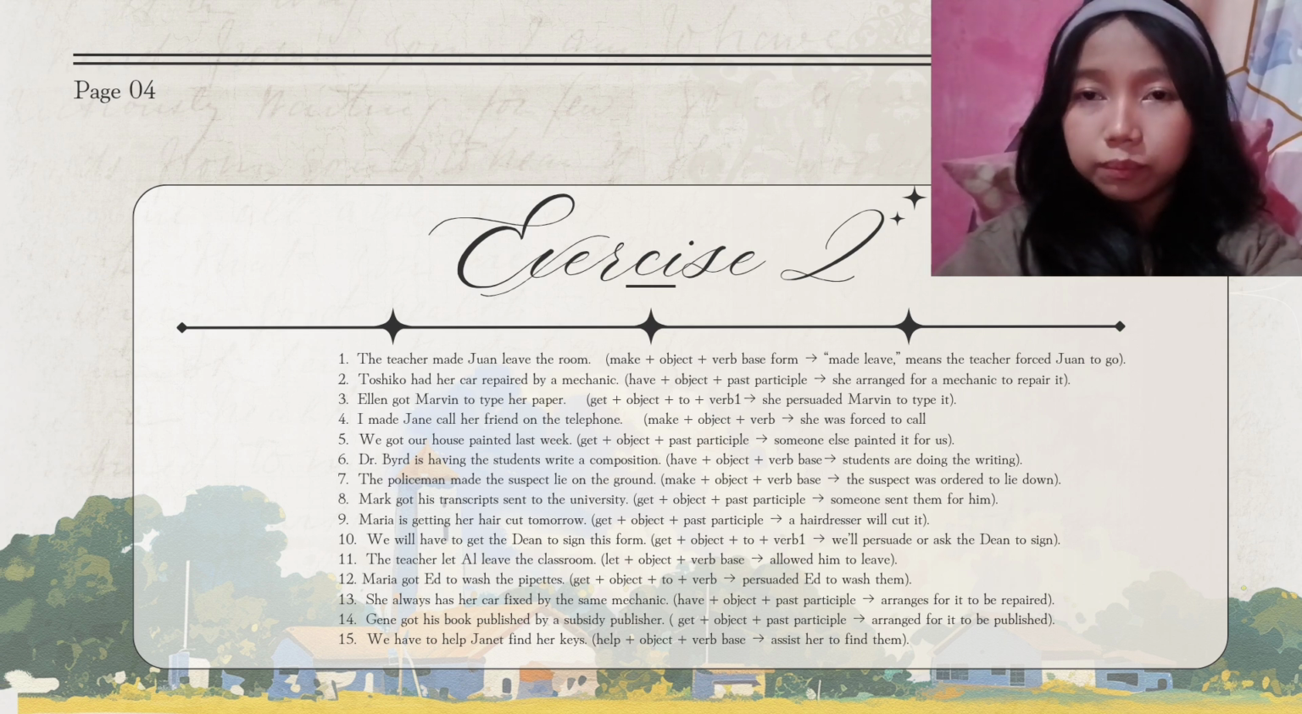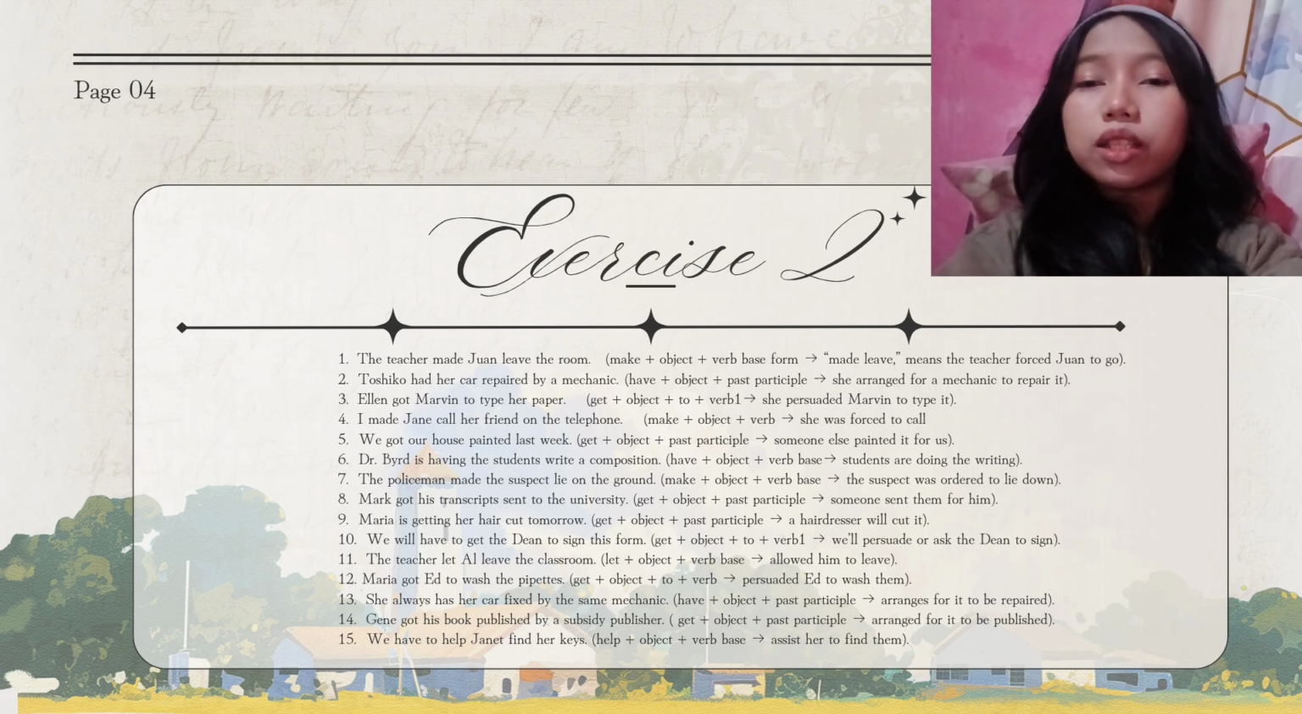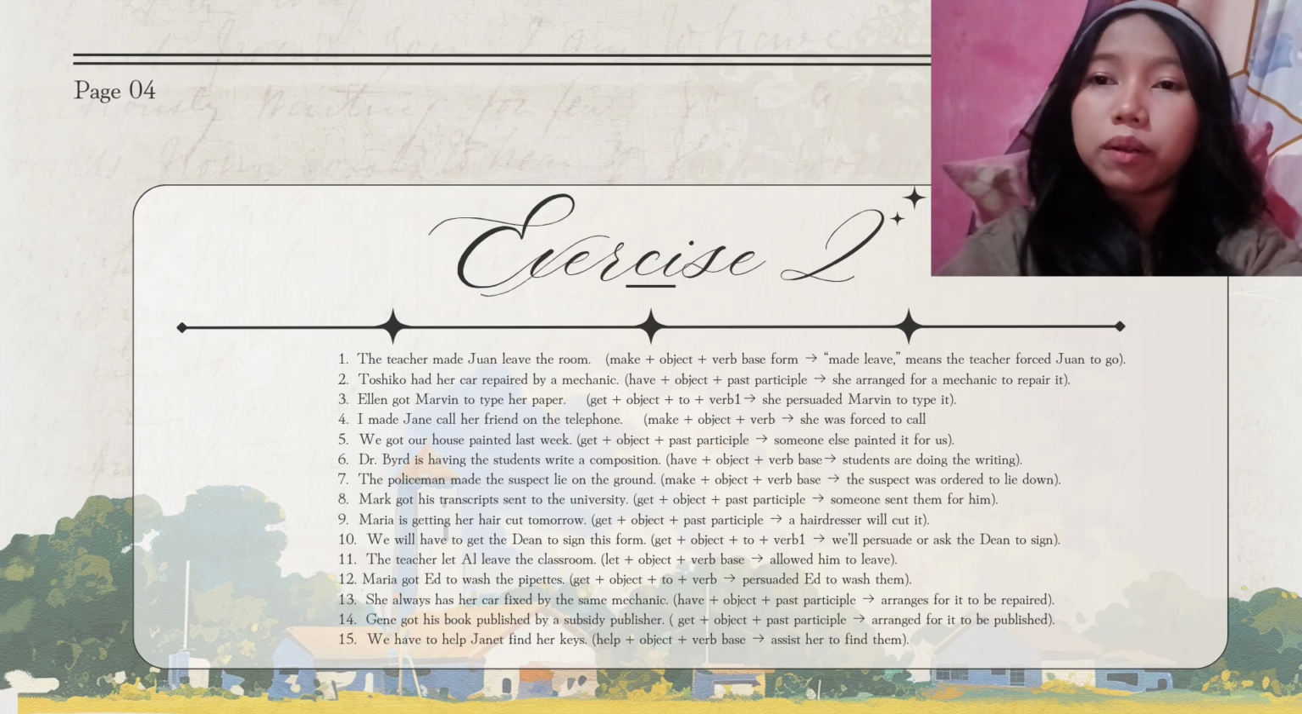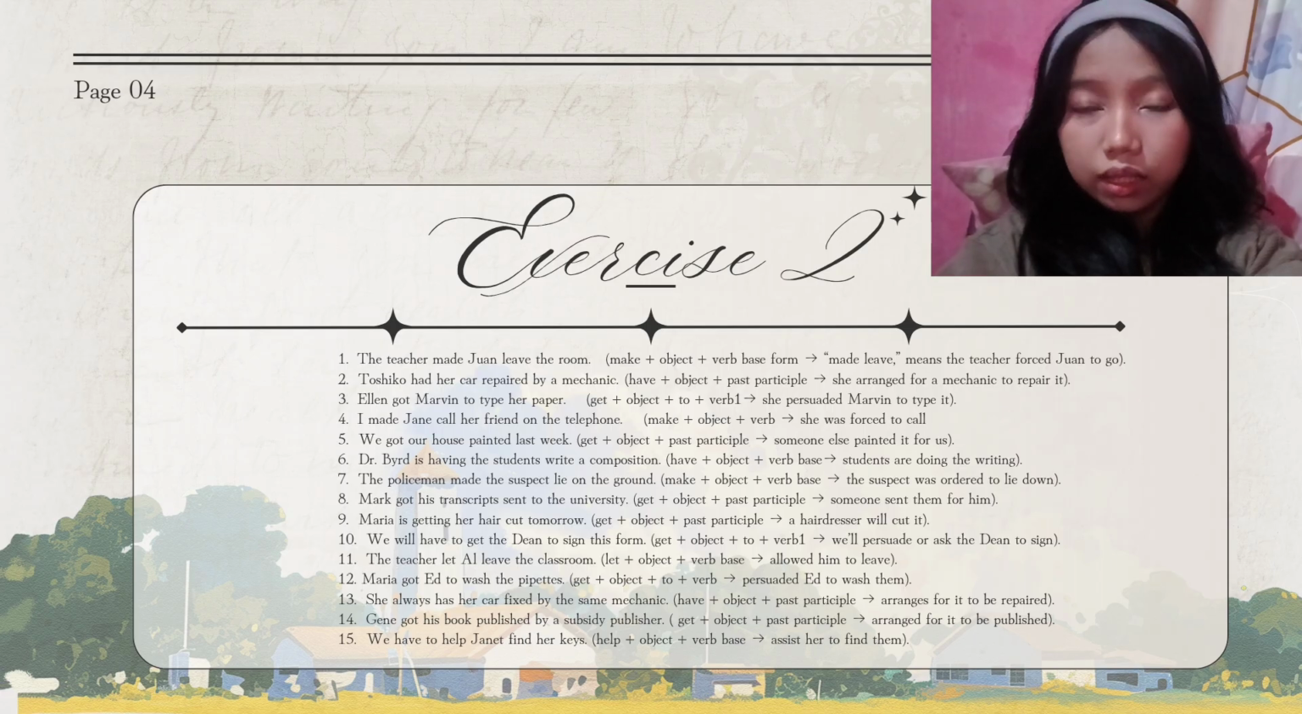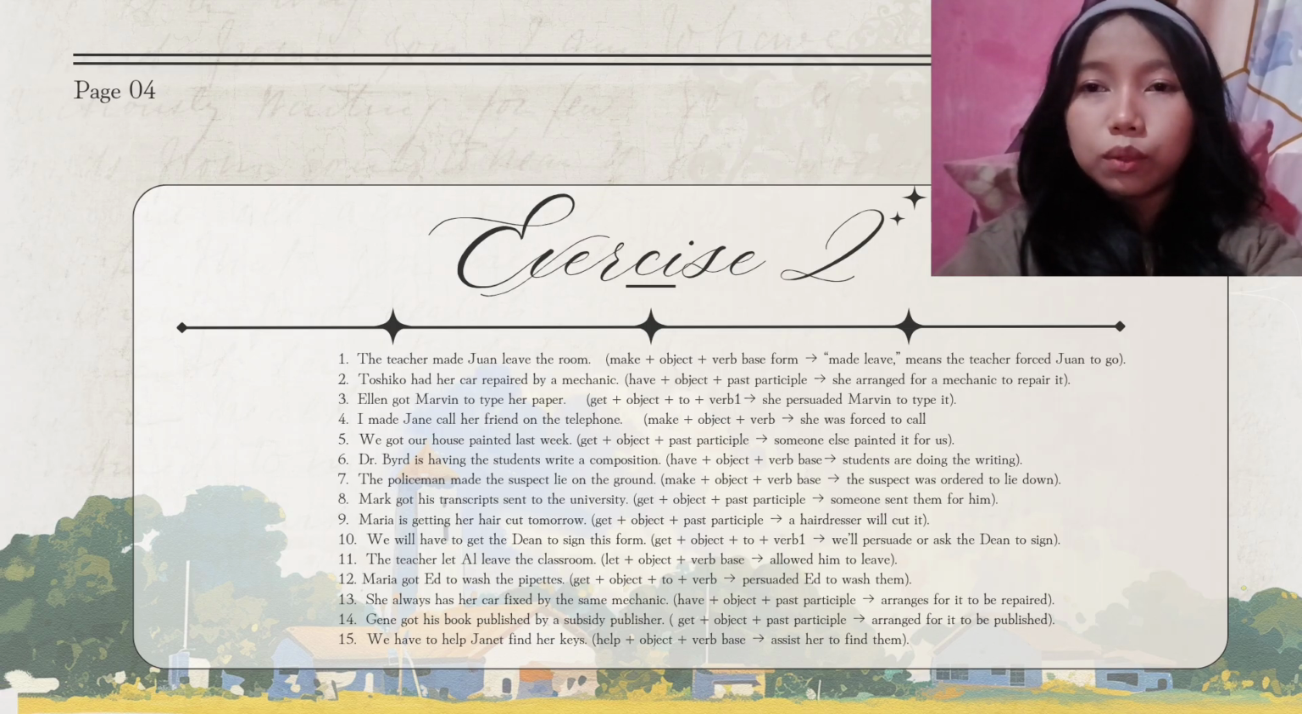Number 12. Maria got Ed to wash the pipettes. The structure is get plus object plus to and verb 1. Got Ed to wash shows that Maria persuaded or asked Ed to wash the pipettes. The verb after get takes to plus verb 1 because Ed is the one performing the action. That means Maria persuaded Ed to wash the pipettes.